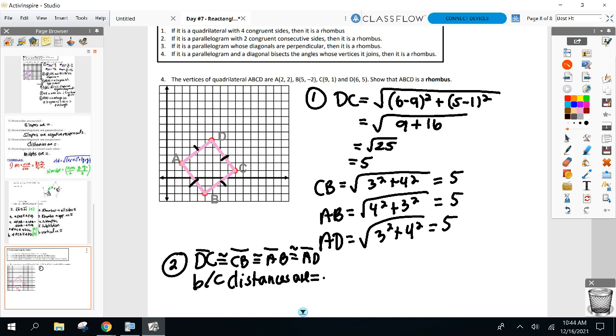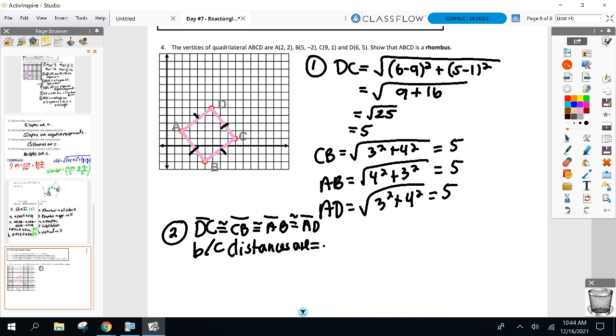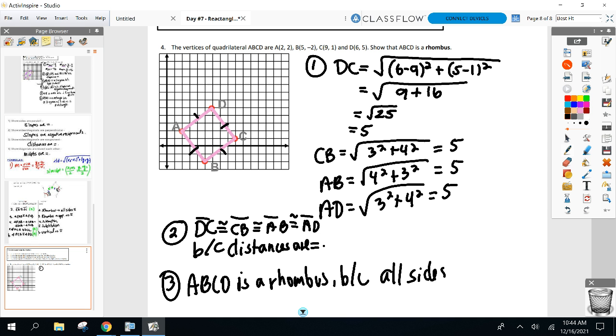I do not need to say it's a parallelogram. If you have 4 congruent sides in a quadrilateral, it is a rhombus. ABCD is a rhombus. What's going to be your reason here? ABCD is a rhombus because, you could mention quadrilateral, that's fine, it's a rhombus because all sides are equal or congruent. So that's how I'd like you to show a rhombus: show all 4 sides are equal. Rectangle, parallelogram with a right angle.